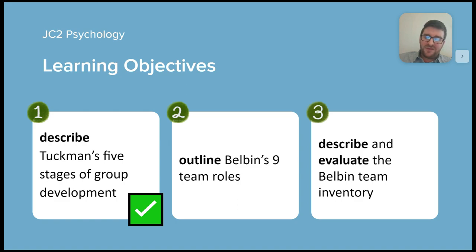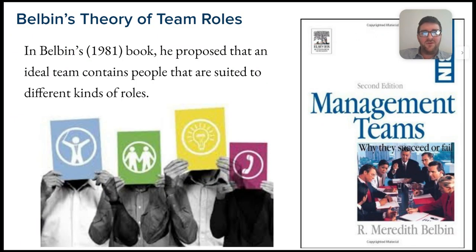With this section, I don't think it's difficult to understand. It's just that there is a lot to remember. So if you want to go back and watch again or slow it down, it's up to you. So Belbin's theory of team roles is based on a book that she wrote in 1981. Or that he wrote, sorry. Proposing that an ideal team contains people that are suited to different kinds of roles.